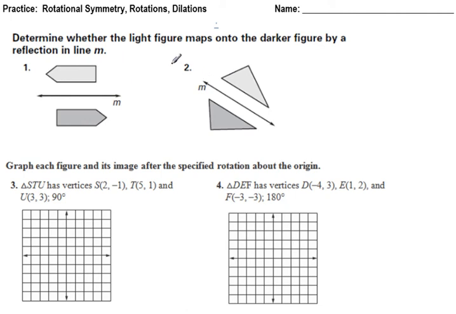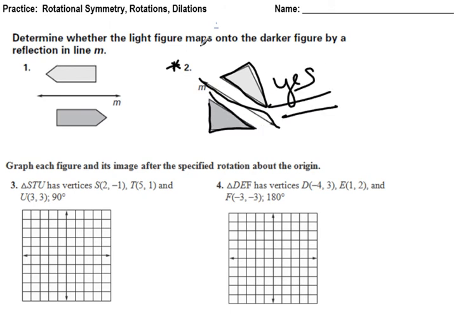Number 2, determine whether the light figure maps onto the darker figure by the reflection in line M. So basically you can just trace the figure and fold it over this line and it should fall onto this figure exactly. And this one is a yes. It does have reflectional symmetry here.